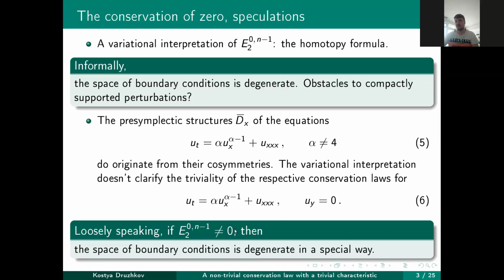So loosely speaking, we have the following situation. If this group is non-trivial, then the space of boundary conditions must be degenerate somehow, but only in a special way. And I don't know how to describe this special way completely. So this interpretation is rather informal. So once again, on this informal level, the non-triviality of this term means that we deal with a degenerate space of boundary conditions, but it is degenerate in a special way. I don't know how to give a more precise description of this special way.